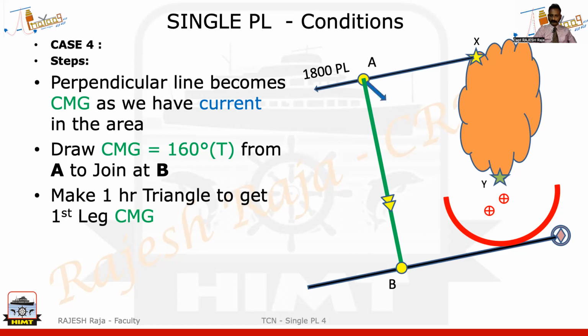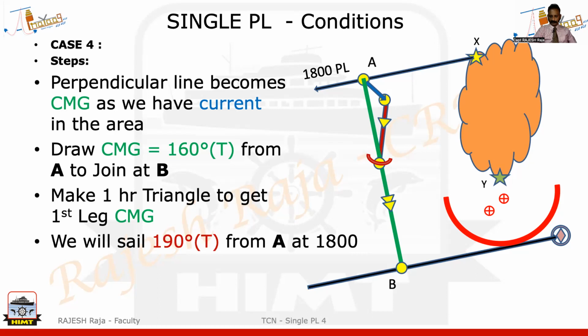So I'm going to put my current, let us say for 1 hour. I'm going to mark my engine speed and cut an arc. So I'm going to join these two. I'm going to get the CTS. And let us assume that the CTS value I got is 190.